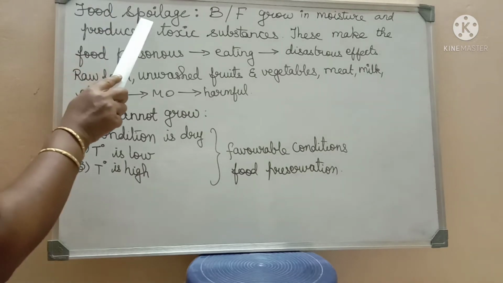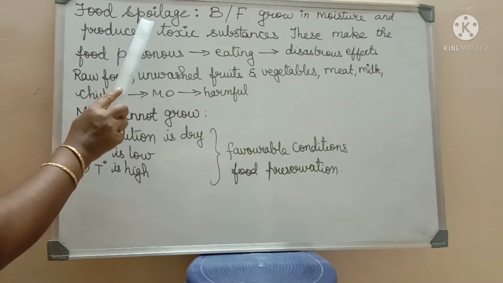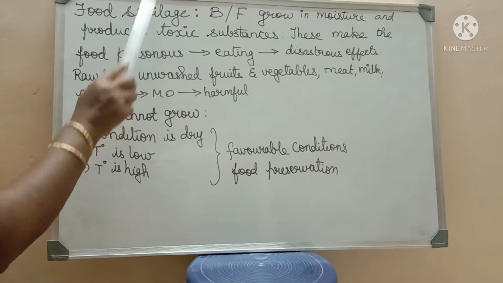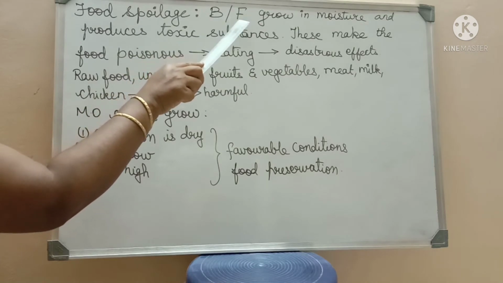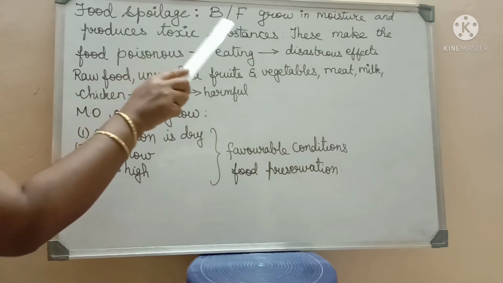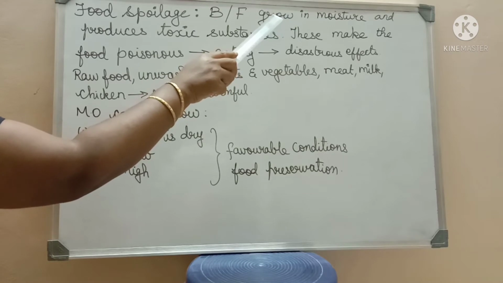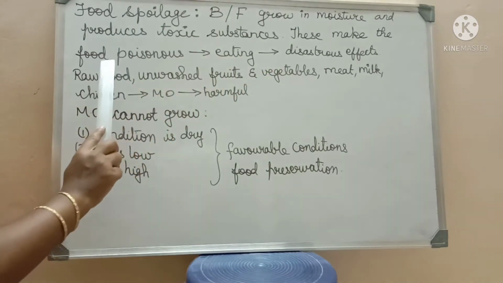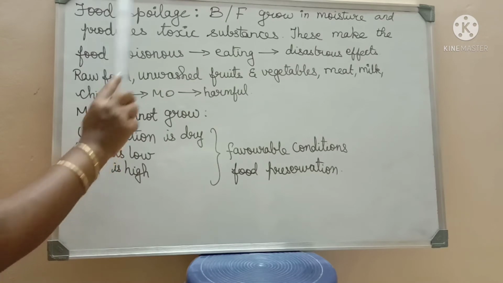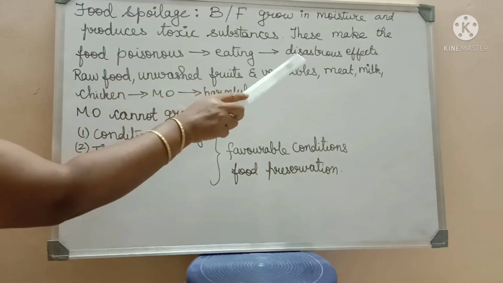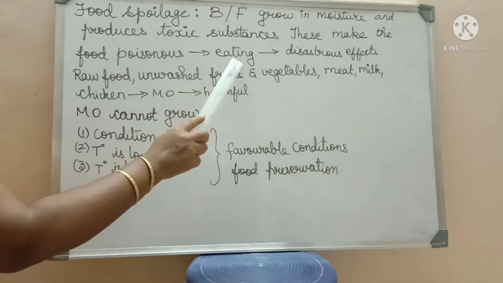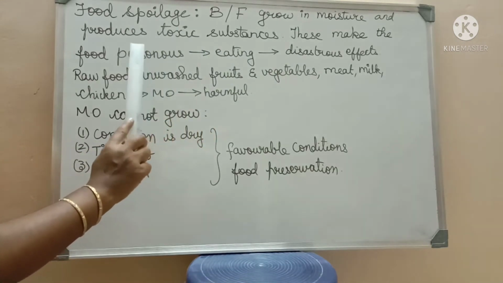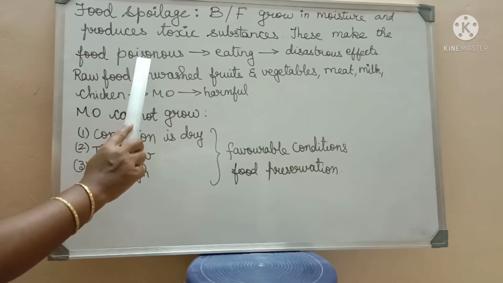Food spoilage means food which is becoming unfit for consumption due to the action of microbes, that is bacteria or fungi, which produce toxic substances when exposed to moisture. That becomes poisonous and causes ill effects to the person consuming it. That condition is also called food poisoning.